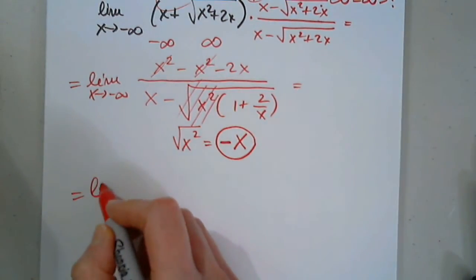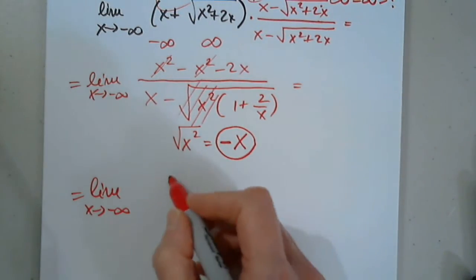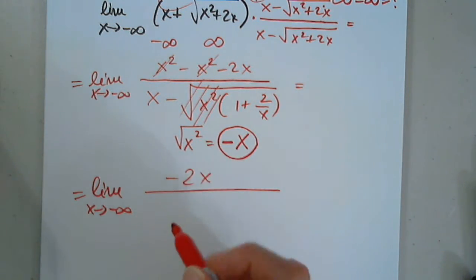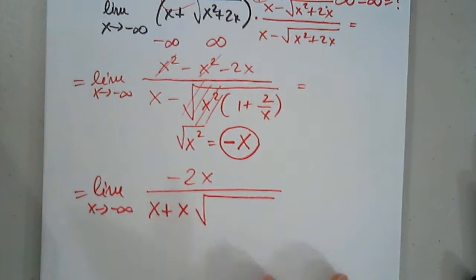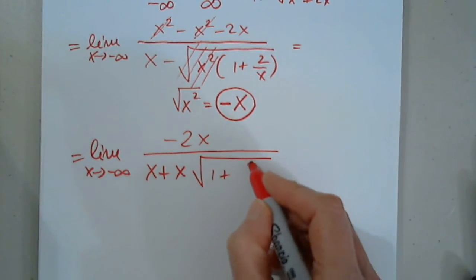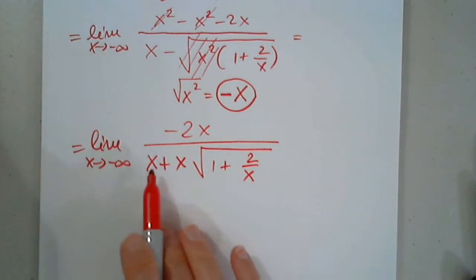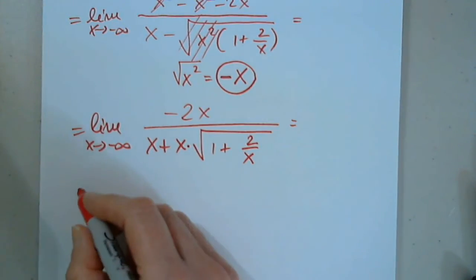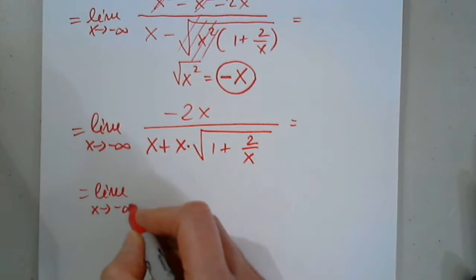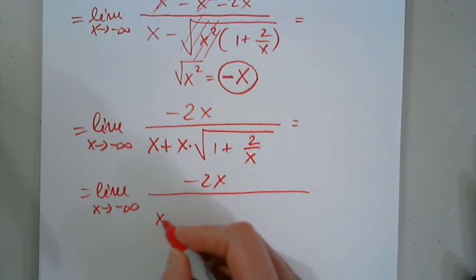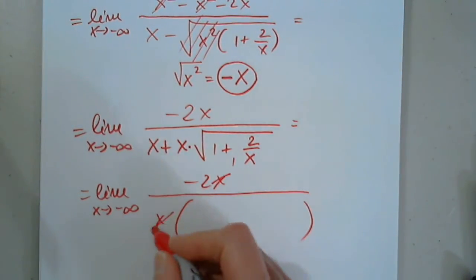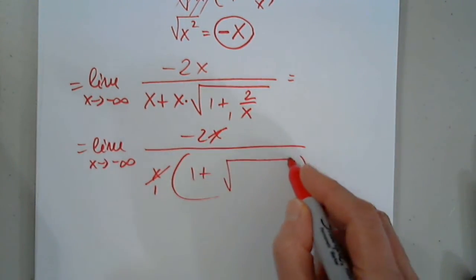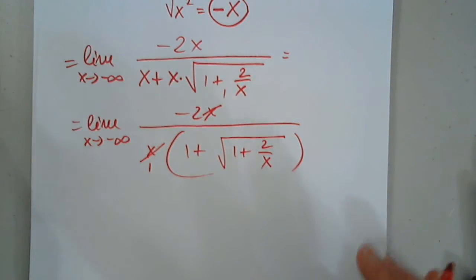So then the numerator is just negative 2x. The denominator is x minus negative x. So this is x plus x, and the square root of 1 plus 2 over x. One more step in which we factor out x from these two terms, because this is a product. So this is limit as x approaches negative infinity, negative 2x at the top, and x in the denominator. And that's what I really wanted, to simplify these two. So I have 1 plus the square root of 1 plus 2 over x.